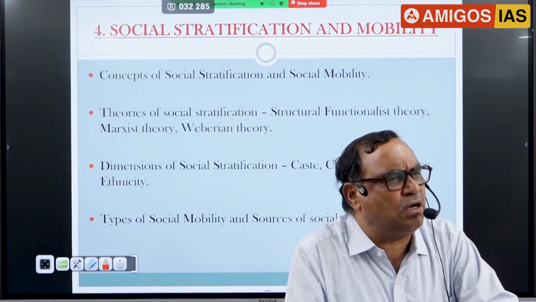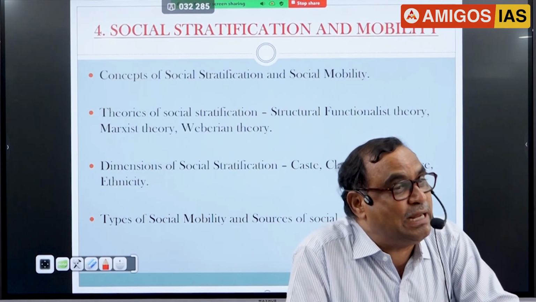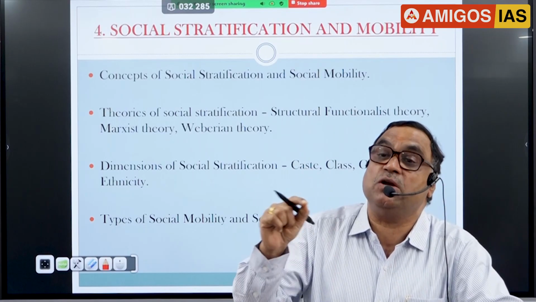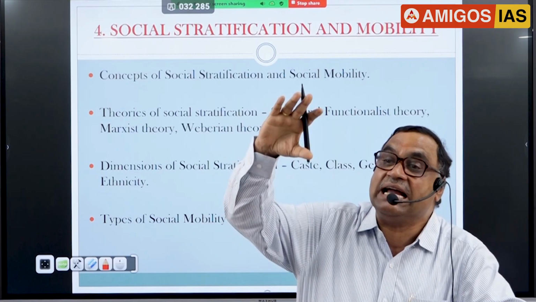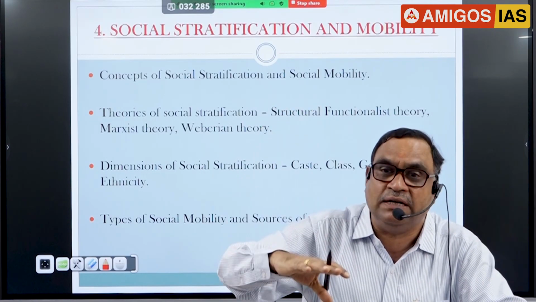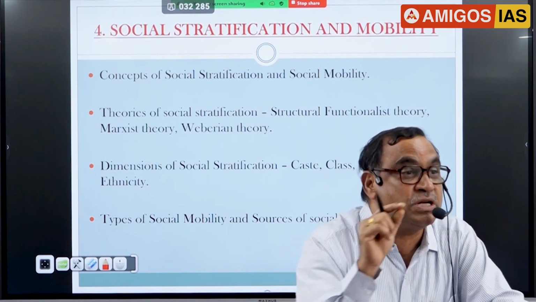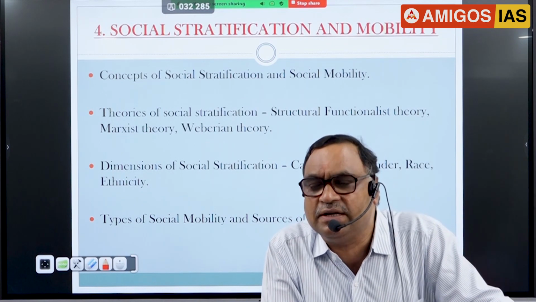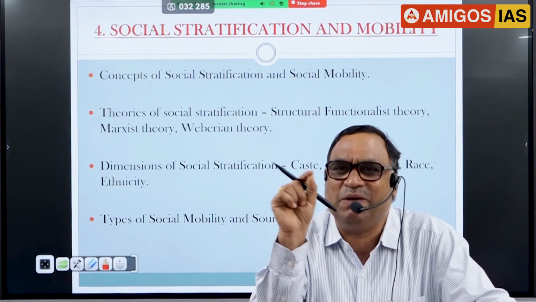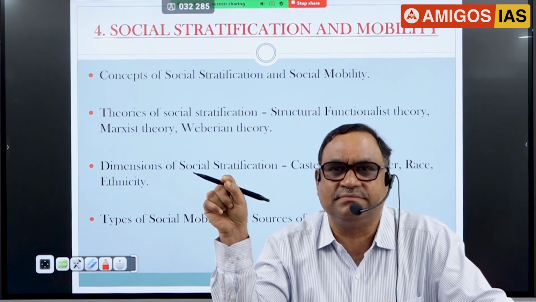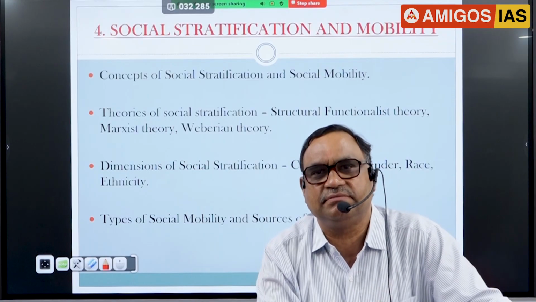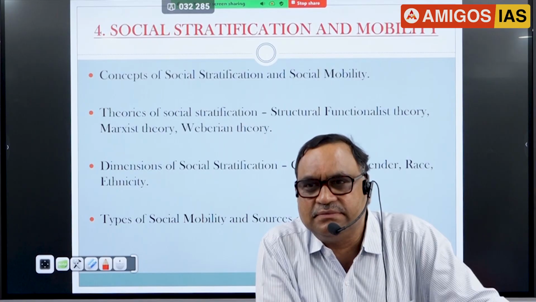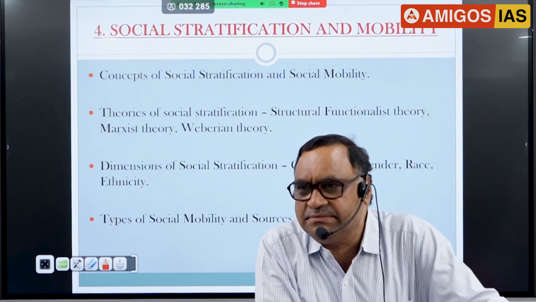But sociologists argue that people are not only unequal, but the unequal social groups are arranged in a ranking order, in a hierarchical order, which we can call social stratification. Social stratification means what? Social inequality plus hierarchy. That is social stratification. For example, take Indian society and more specifically Hindu society.